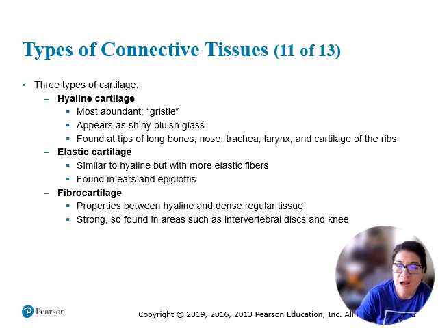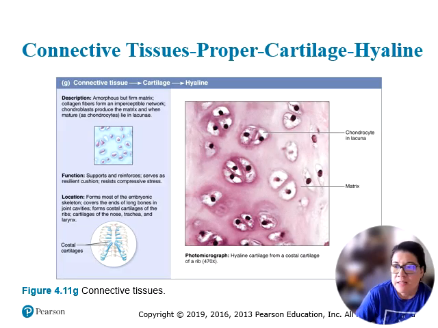So there are three types here. Hyaline is the most abundant, known as gristle. If you eat gristle off a chicken leg, that's what you're chewing up. It's shiny, right? It's the ends of your long bones. It's in your nose, so when you break your nose, you might be breaking your hyaline cartilage. It's also in the trachea, larynx, and cartilage of ribs. Then elastic is not as common, but it's what's in your ears and epiglottis. And then fibrocartilage is like in your knee and your vertebral discs. So this is hyaline, and you can see what the little cells look like. There's your matrix, and these are the little chondrocytes.